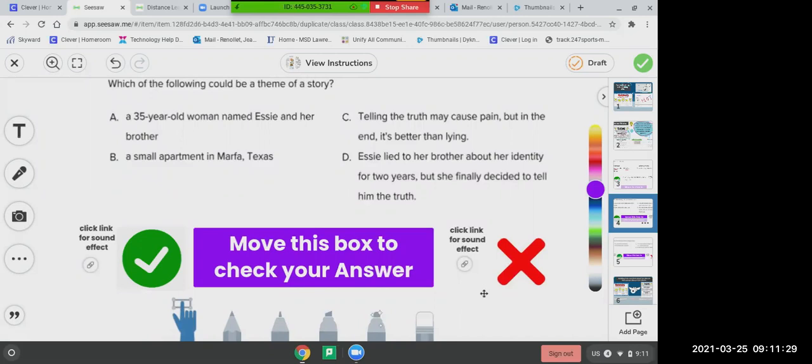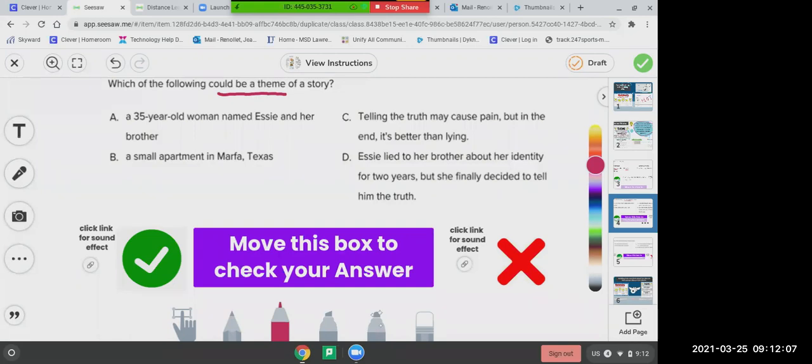This question says, which of the following could be a theme of a story? So now you're thinking about theme and the examples of themes we've talked about. Let's look at each answer. A, a 35-year-old woman named Essie and her brother. Could that be a theme that the author wants us to learn? B, a small apartment in Marfa, Texas. Could that be the lesson or message the author wants us to learn?